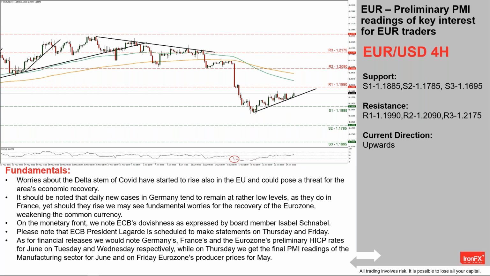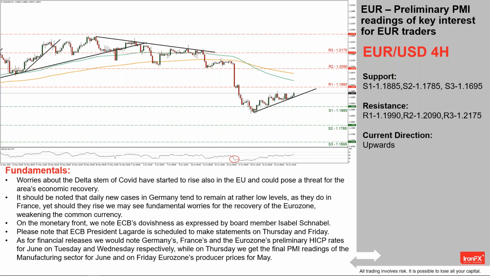Moving now to Euro's fundamentals, the common currency seems about to end the week higher against the USD, as well as against JPY and CHF. Worries about the Delta strain of COVID have started to rise, also in the EU, and could pose a threat for the area's economic recovery. It's characteristic that German health officials have stated to media that the Delta strain is spreading fast and now comprises more than 15% of cases for Germany.